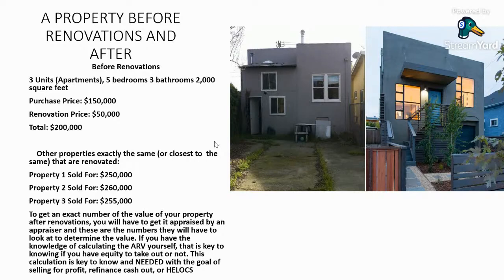Because your goal is not to go in there to take out the equity. Your goal in there is just to use no money out of your pocket just to get passive income. That's it.